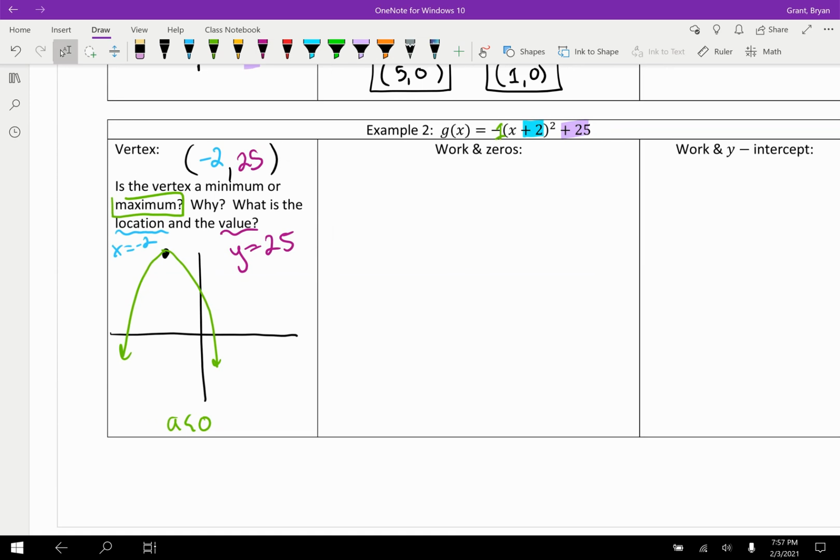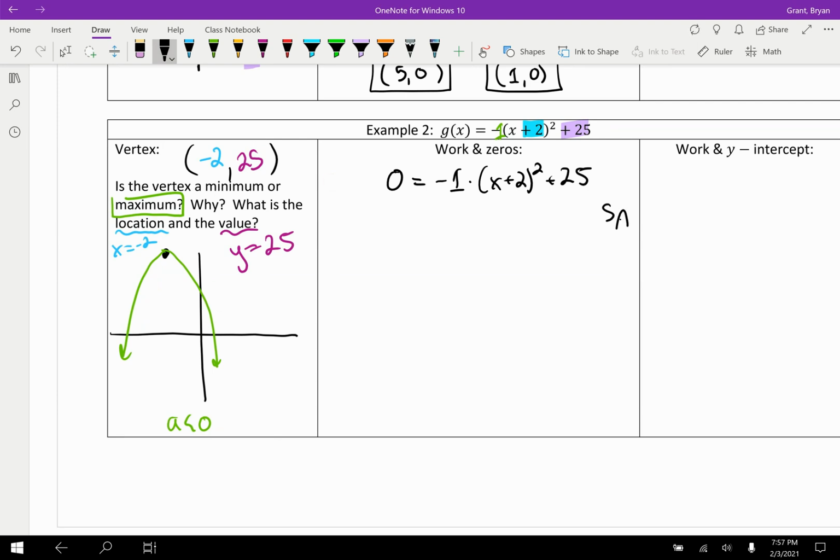Next up, we need to find those zeros, and we practiced this before. To find the zeros, that's like finding the x, so we want there to still be an x in the equation, which means we need to set the y, or the output, equal to 0. 0 equals negative 1 times x plus 2 squared plus 25.